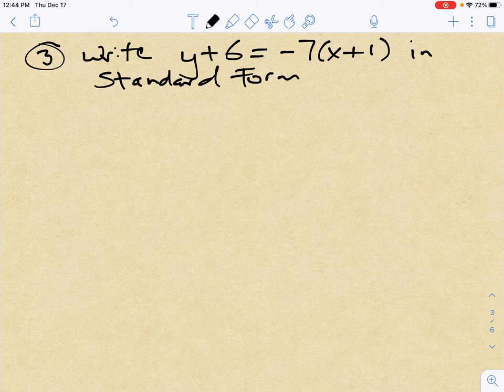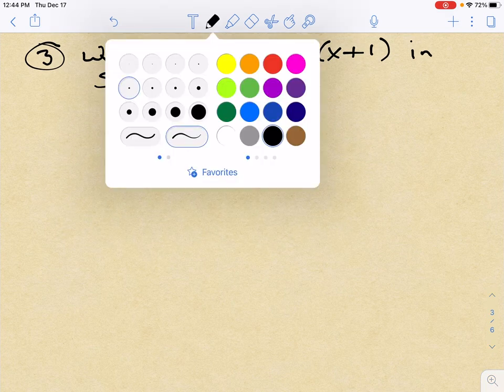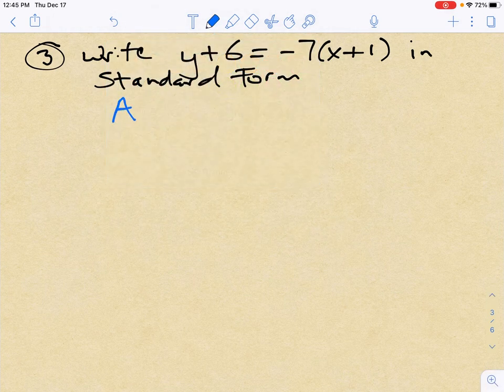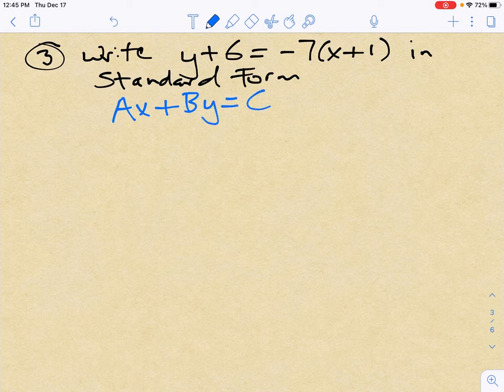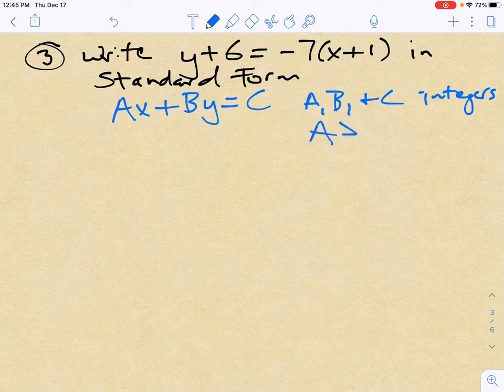So we're going to write this in standard form. What you got to remember about standard form, and we're going over all these things, let's do blue, is that standard form is ax plus by equals c. And you got to remember that a, b, and c are integers. That means they're whole numbers. They can be positive or negative. But a has to be greater than or equal to 0. Cannot be less than 0. So if it's negative, not good.